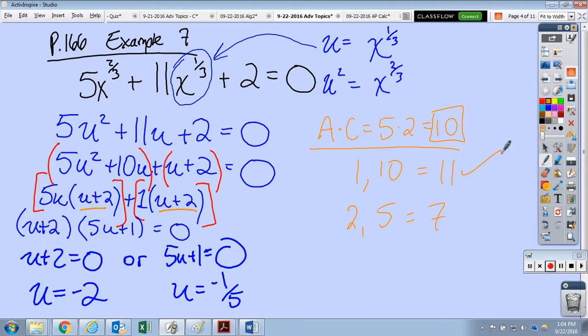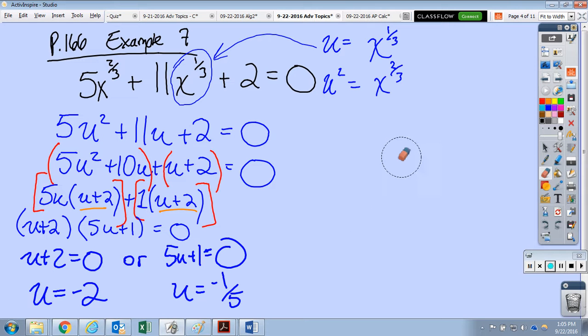So now we are here. And so now we can say that u plus 2 equals 0 or 5u plus 1 equals 0. And now I could go ahead and substitute right now if I wanted to, x to the 1/3 for u, or do it later. I ended up actually solving for u for each one. Why did you get that? How is that negative 1/5? If I solve for u, I would subtract 1 on each side and then divide both sides by 5. All right, so now I'm going to go ahead and erase this here so we have room.